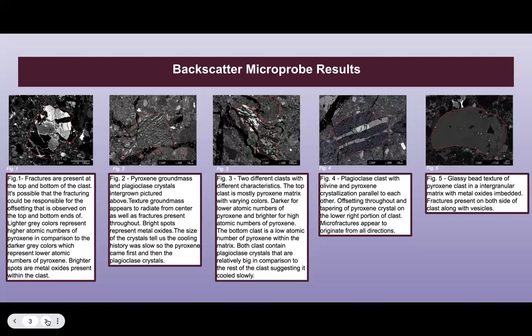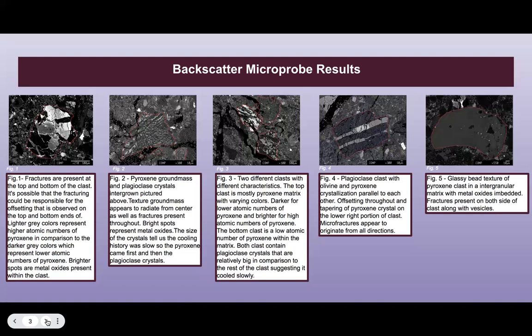The top is mostly pyroxene. Again, we do see the atomic numbers, the higher representing a higher atomic number with lighter color, and a lower atomic number with the darker colors. Both clasts contain plagioclase crystals. If we look at figure 4, we see the plagioclase clast with olivine and pyroxene parallel to each other. There's offsetting occurring. We see that throughout, and tapering of the pyroxene crystal to the right portion.